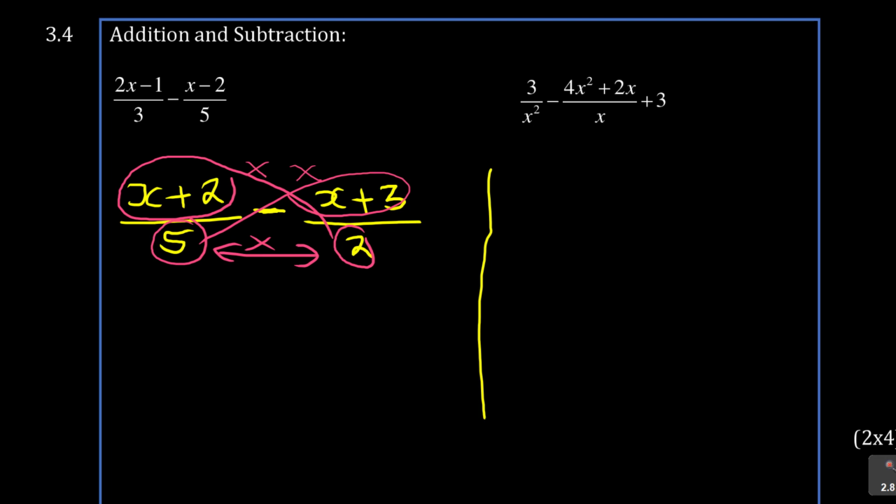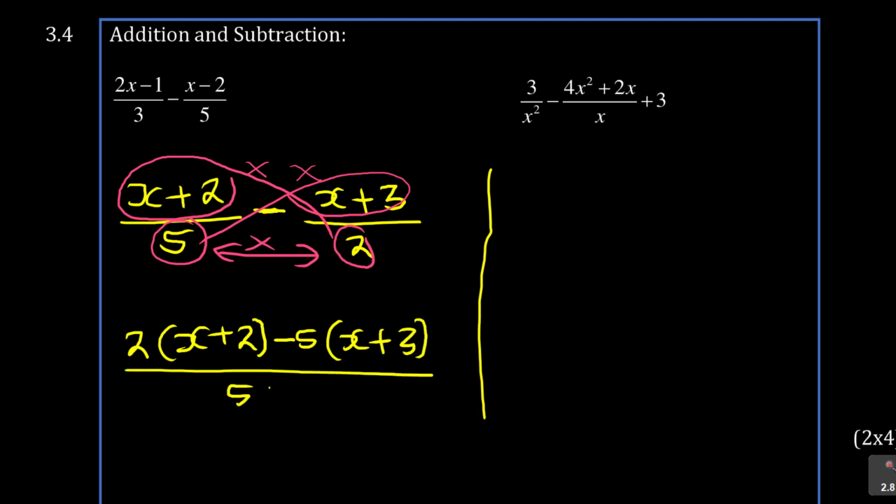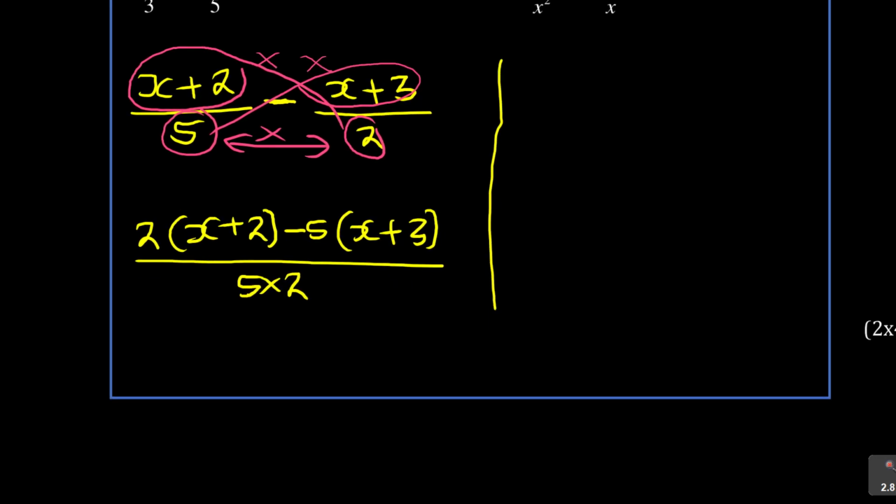So what you'll be having, you'll be saying 2 bracket, don't forget the bracket, x plus 2, and then minus 5 bracket x plus 3. Are you seeing this? Then you divide by 5 times 2. That is one way. We'll compare our answers. From here you have to open this bracket, and don't forget this minus 5, not just 5.